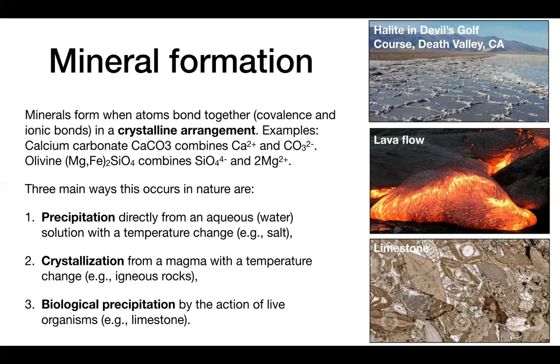Minerals form where atoms bond together in a crystalline arrangement. 3 main ways this occurs in nature are: 1, precipitation directly from an aqueous solution with a temperature change. 2, crystallization from a magma with a pressure or temperature change. And 3, biological precipitation by the action of live organisms.